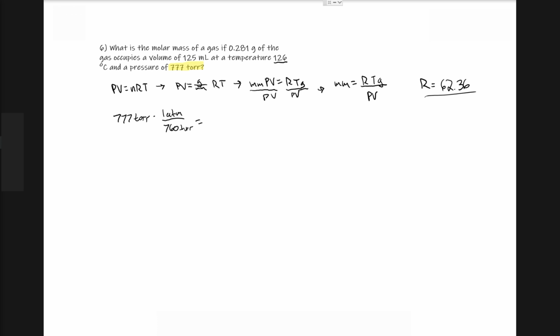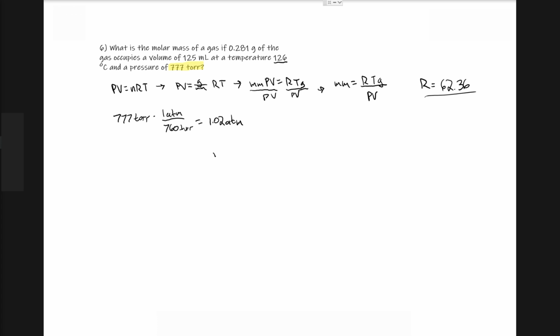So if we hurry up and throw that into our calculator, 777 divided by 760, really what we have is 1.02 atmospheres. And again, I think that's the easiest way for most people to approach this problem, but you could use the other ideal gas constant if you prefer. It's up to you. But let's go ahead and throw in our values.